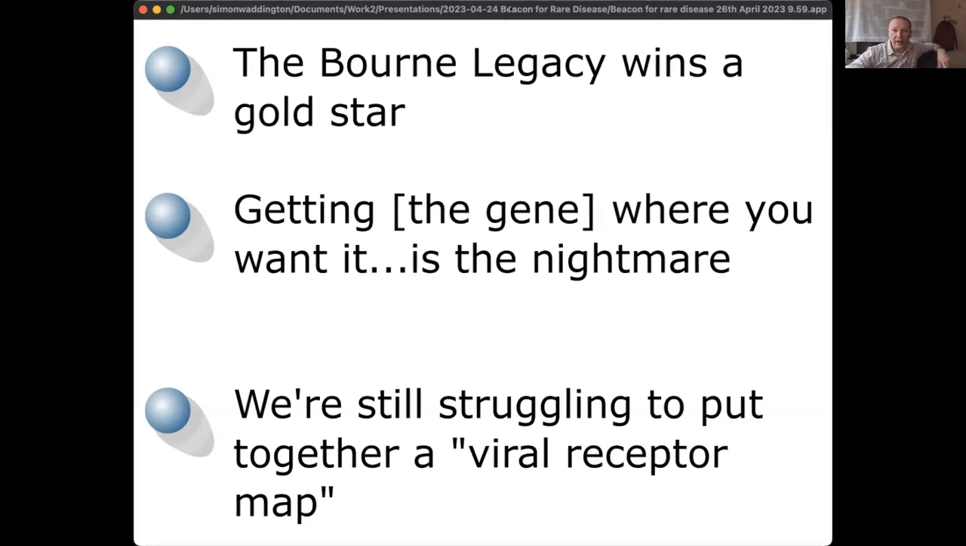The next point is we're still trying to really understand how the gene therapies work. I mean, we know quite a lot, but there are still areas where we don't understand things. So again, it's a whole field which is still learning and still developing.